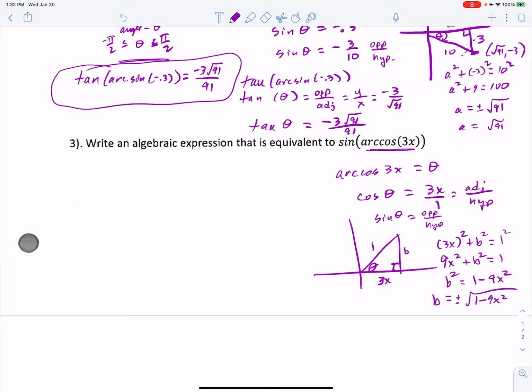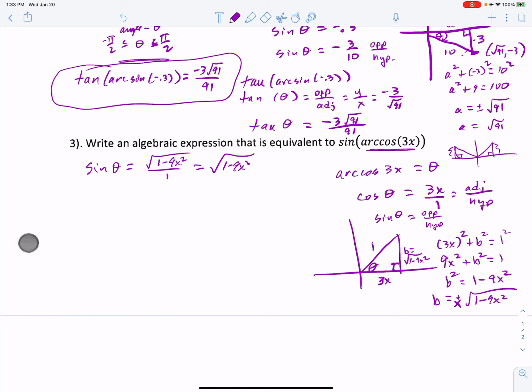And inverse cosine is an angle between 0 and pi. So the triangle could have been situated here, or it could have been situated over here. But regardless, the y-coordinate is going to be positive. Sine in quadrant 1 or 2 is always positive. So b will be positive. So it's going to be that positive square root of 1 minus 9x squared. So the sine of that angle is going to be the square root of 1 minus 9x squared over 1, which is just the square root of 1 minus 9x squared.